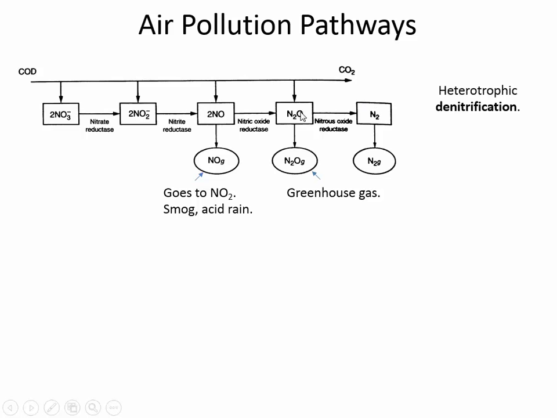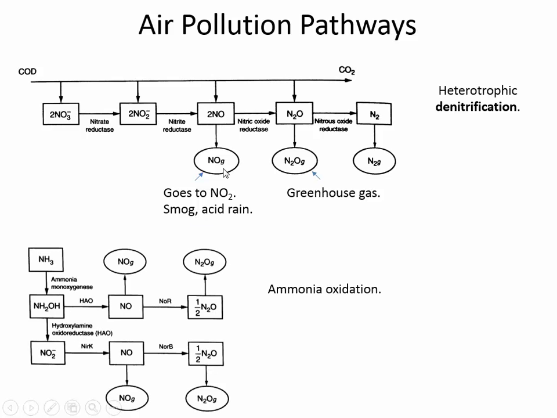There's a couple of intermediate reactions along the way. These intermediates are soluble in water, but a fraction of them is going to volatilize and get into the atmosphere. So during these intermediate reactions, if they're slow and there's an accumulation of NO and N2O, then it can turn into greenhouse gas and acid rain and promote smog.